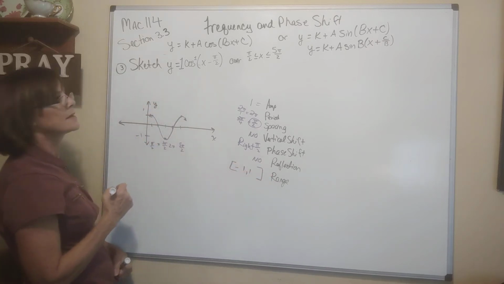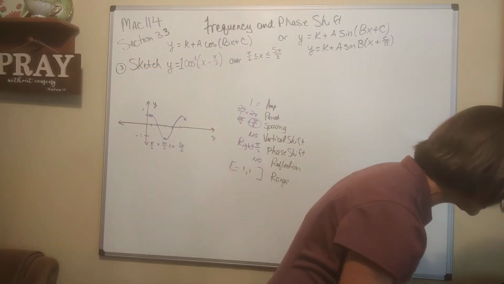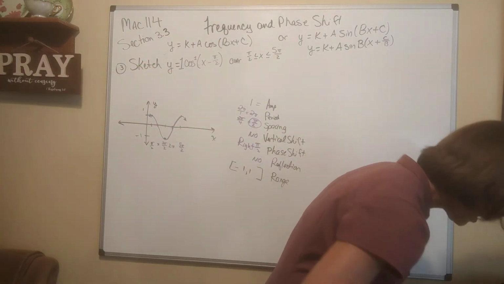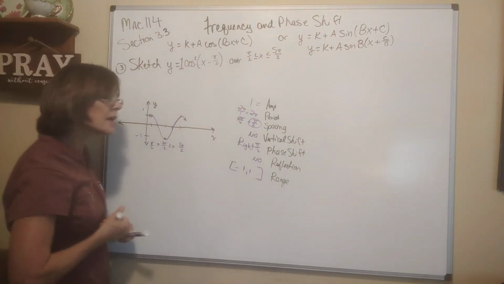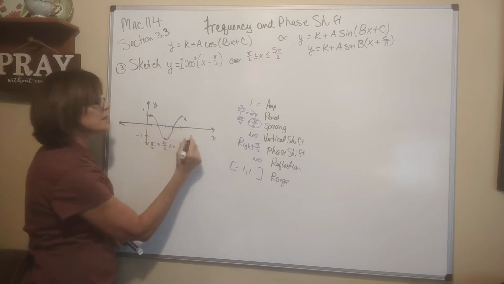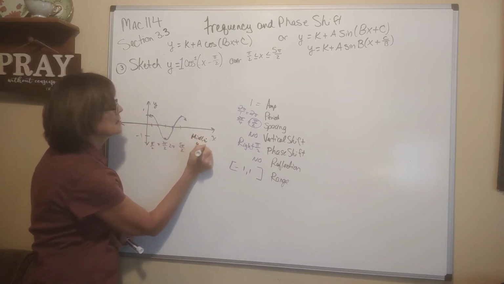All right, that's it. Here's number 2. Number 2 says, let me double check. Oh, let's call out the midline. What was the midline for this? Was there a vertical shift? There wasn't. So the midline remains the x-axis. So that is y is 0.